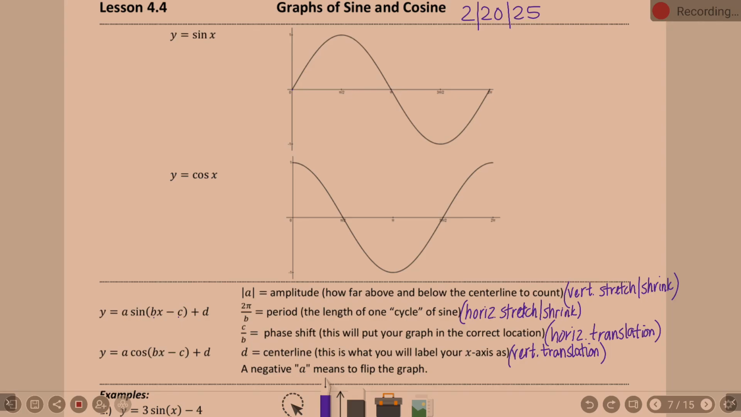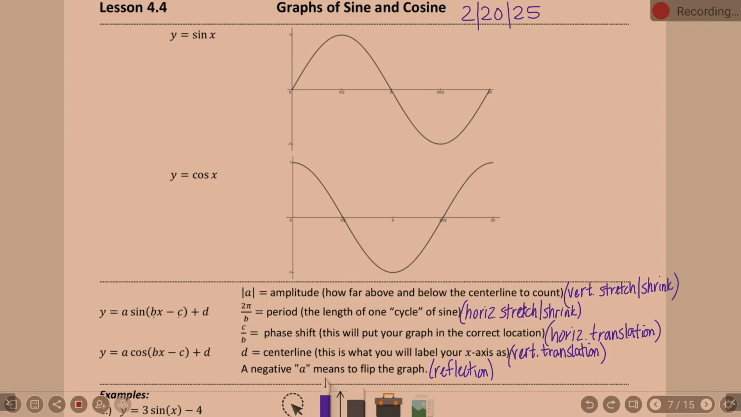And lastly, if A is negative, what's a negative out front of a graph do? Out front of an equation do? It's going to take the graph and it's going to flip it. It's going to be your reflection. So a negative A means to flip the graph, or going back to algebra, it is a reflection. Okay?